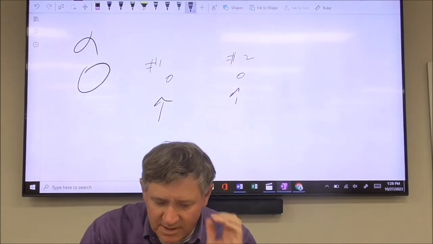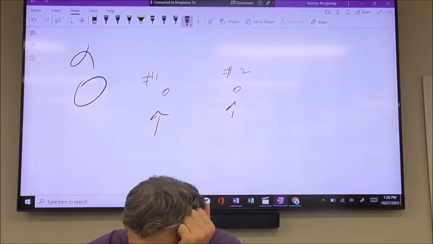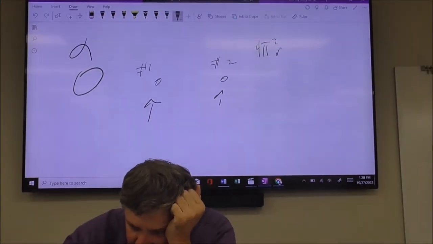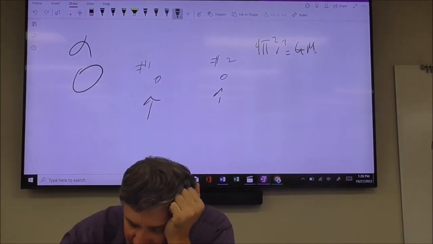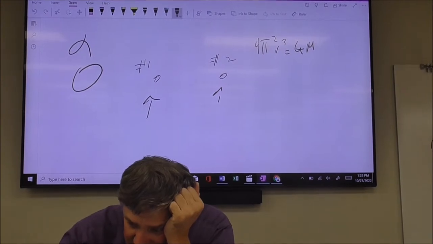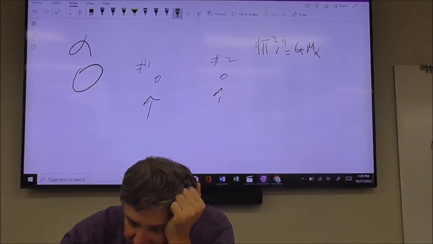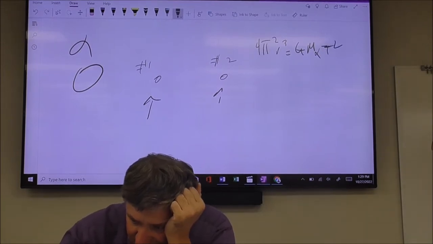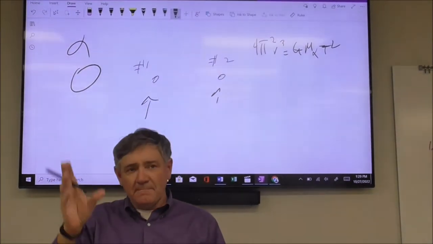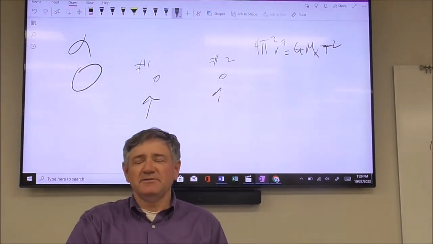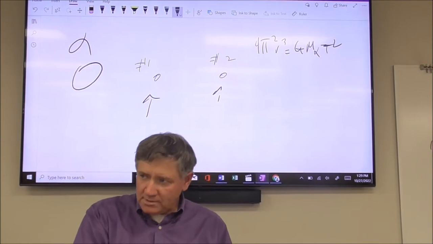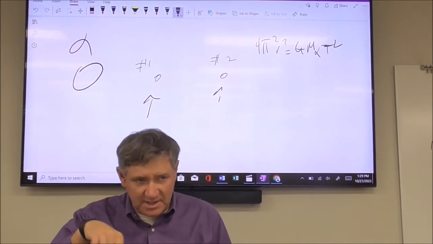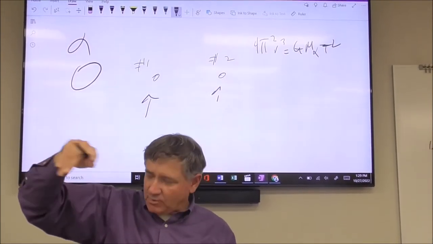So this whole thing starts off with that Swiss Army knife equation: 4 pi squared r cubed equals big G times the mass of whatever you're orbiting, which in this case is going to be the mass of the planet Alpha, times T squared, okay? And remember, that mass, listen to me very carefully, that mass is what is at the center of the orbit. It is not what is orbiting. It's not the satellite. It's not the spaceship, whatever it is.